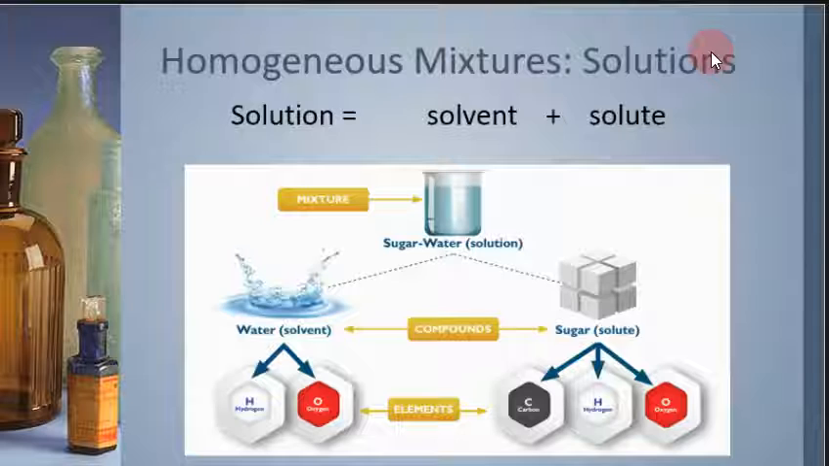But here we go. We have some water. We're going to put some sugar in it. We're going to stir it up, and we will have a solution of sugar water. What do we have in there? We have H2O, and we have C12H22O11. That's sucrose, or table sugar.